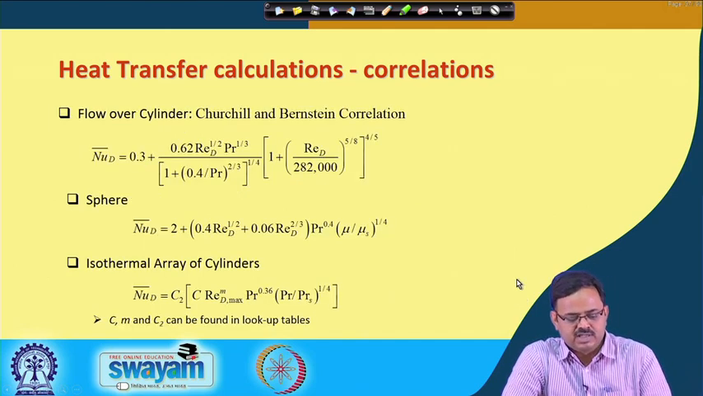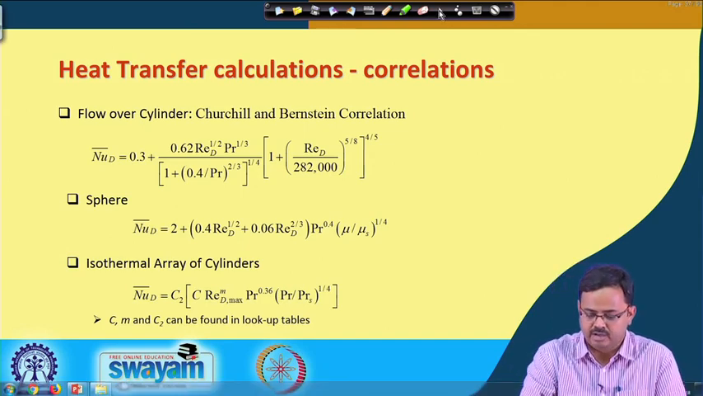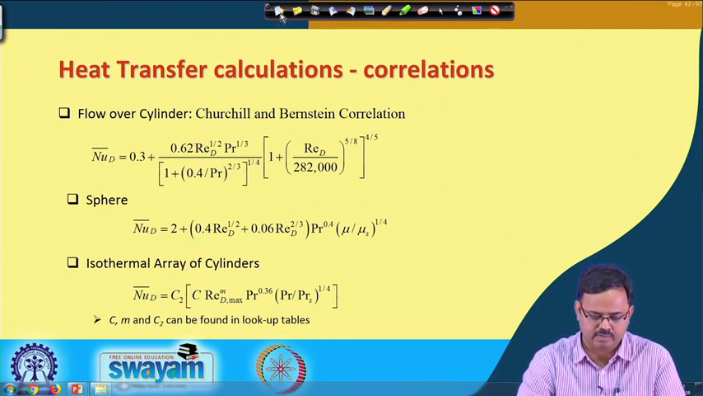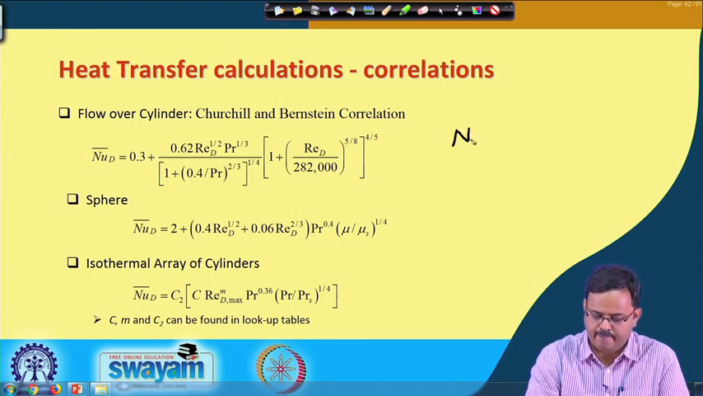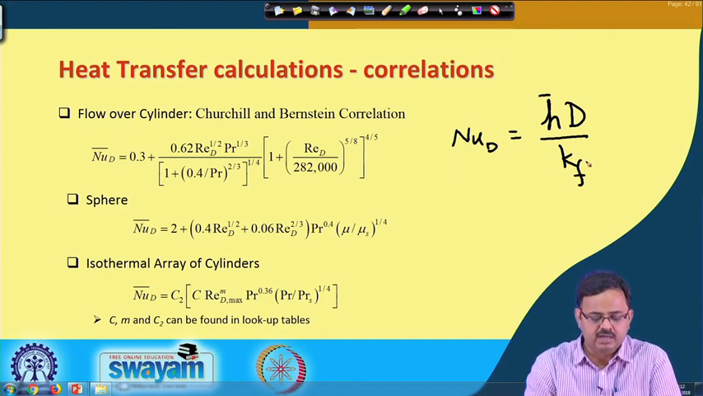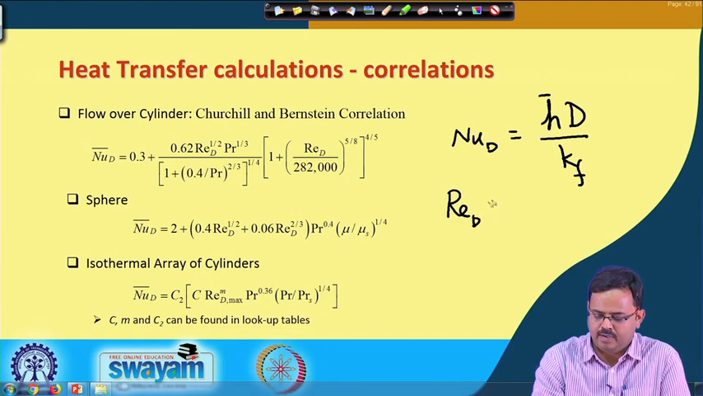Okay. If it is flow over a cylinder, the Nusselt number however now becomes Nu_D. So, Nusselt number, if it is flow over a cylinder or a sphere. Okay. And similarly, Reynolds number will be rho u d over mu.